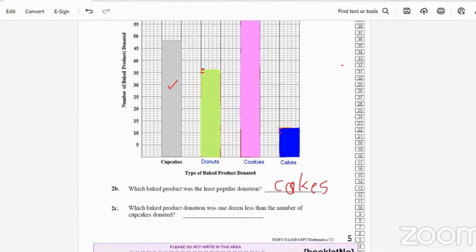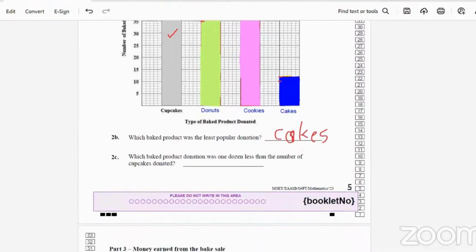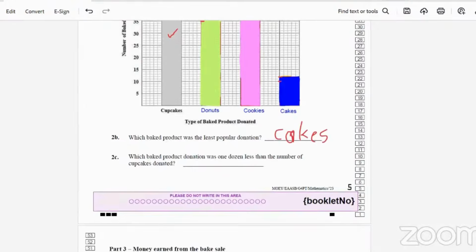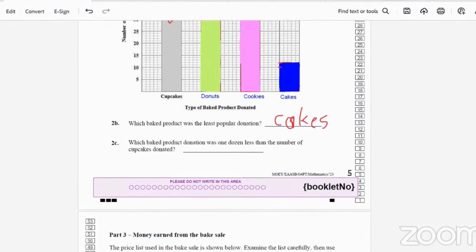So we have to know what 1 dozen is, and that of course is 12. So the number of cupcakes donated, let's look back at cupcakes, it was 48. So we need to find out what is 1 dozen less than 48. So 48 minus 12, because 1 dozen is 12. 8 take away 2, that's 6. 4 take away 1, that's 3. So 1 dozen less, or 12 less than 48, would be 36.